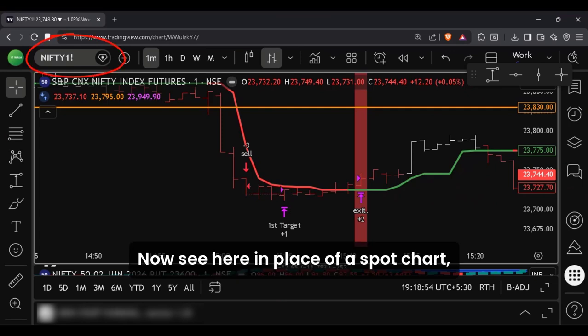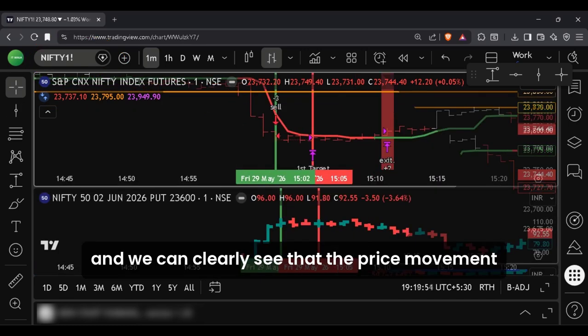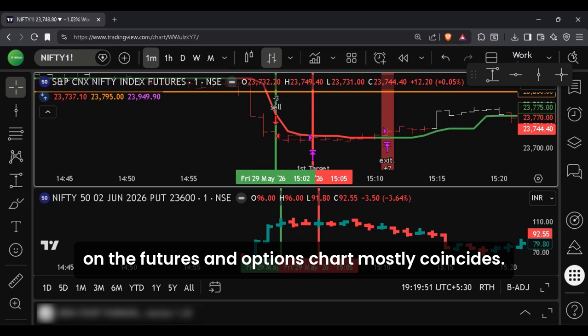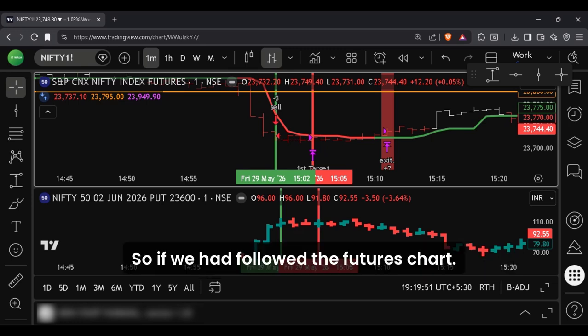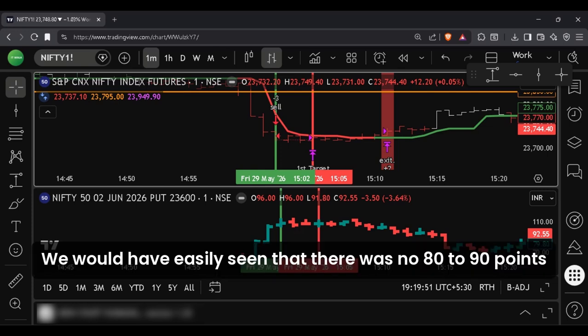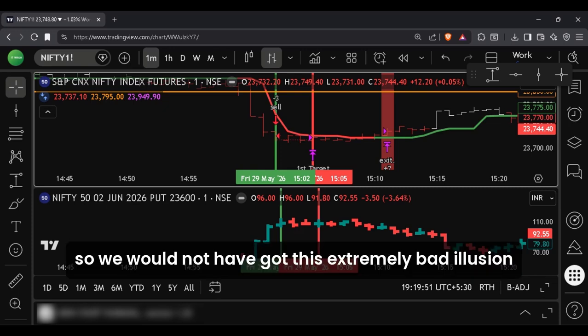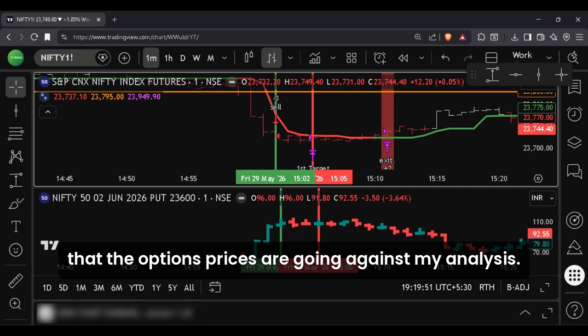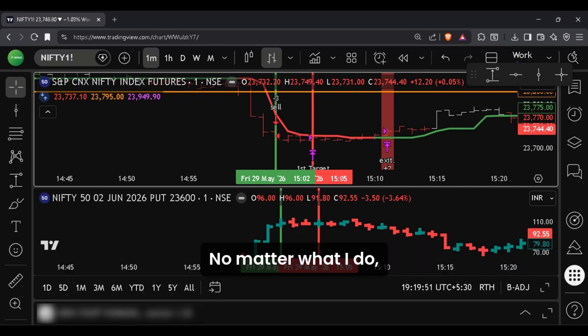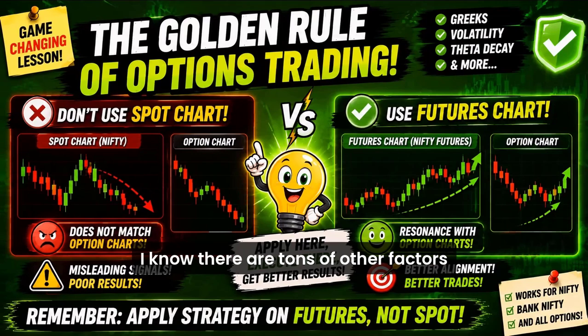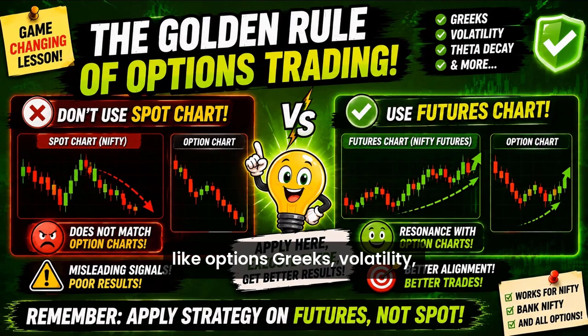Now see, here, in place of a spot chart, I have opened the Nifty futures chart. And we can clearly see that the price movement on the futures and options chart mostly coincides. So, if we had followed the futures chart, we would have easily seen that there was no 80 to 90 points worth short sell trade here anywhere. So we would not have got this extremely bad illusion that the options prices are going against my analysis, no matter what I do.